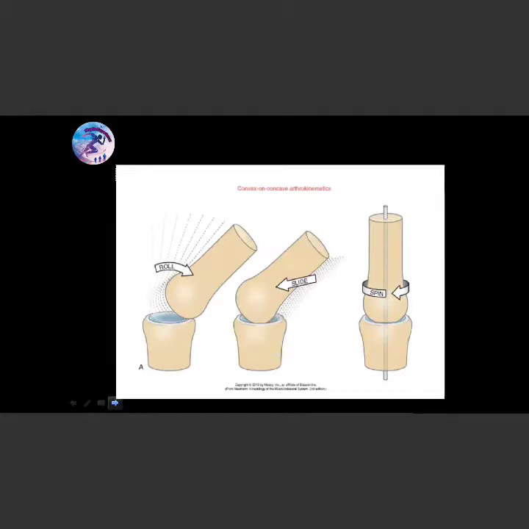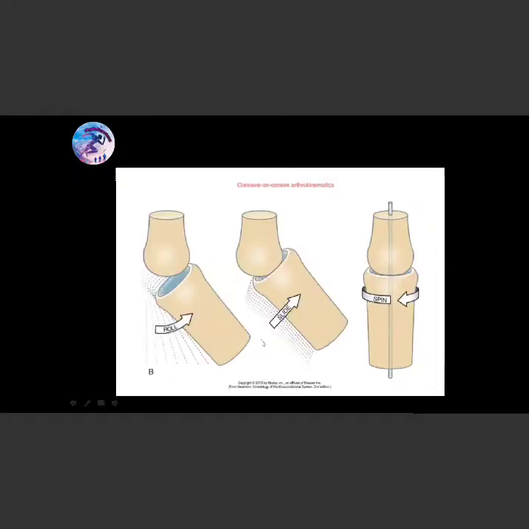Okay, here are the three examples. In figure A we can see that while rolling, it will move from one side to the other side. Sliding, it will slide, and spinning, it will spin around. In the concave convex arthrokinematics, we can see that for the concave surface, this is how it will roll, this is how it will slide, and this is how it will spin.